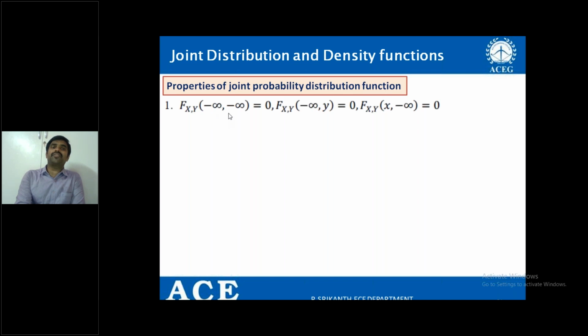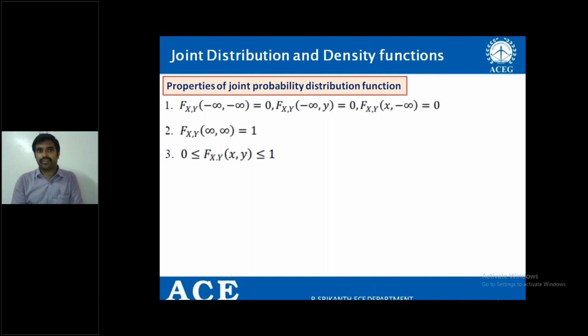Fx comma y of minus infinity comma minus infinity is 0, right? Fx comma y of minus infinity comma y, irrespective of the second term, this will be equal to 0, and Fxy of x comma minus infinity is 0. Am I clear? Right. Fx comma y of infinity comma infinity is 1. Maximum value is 1, minimum value is 0, similar to the cumulative distribution function of a single random variable. The joint distribution function also lies between 0 and 1.